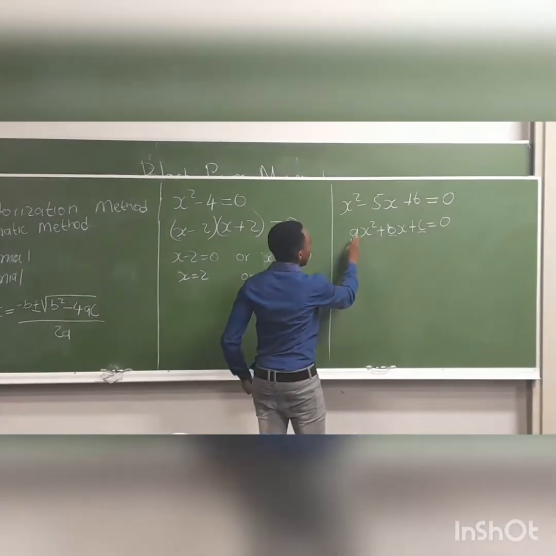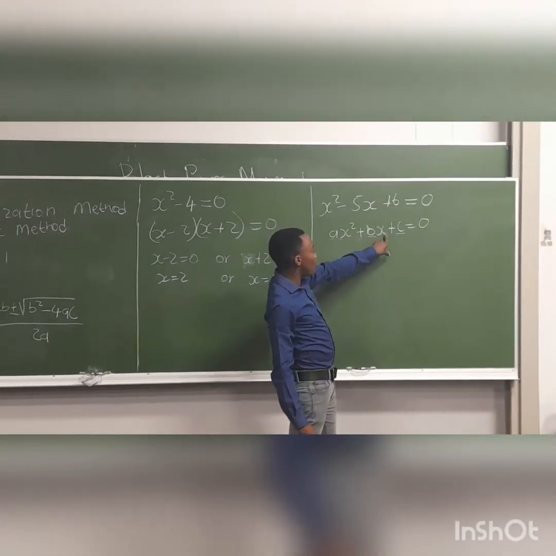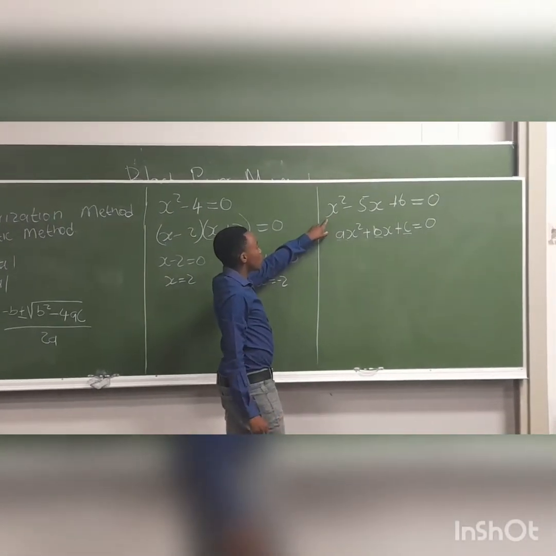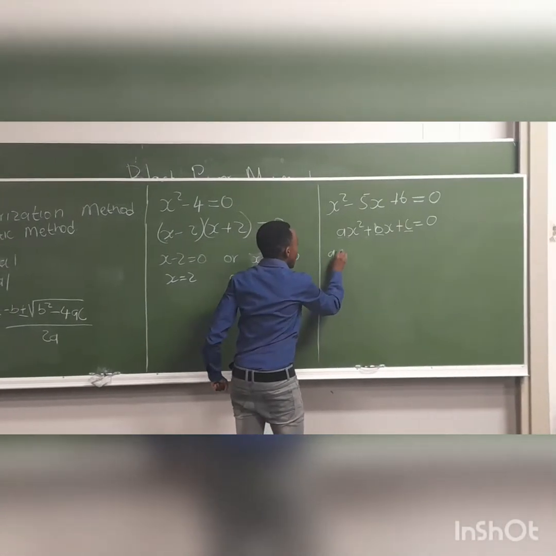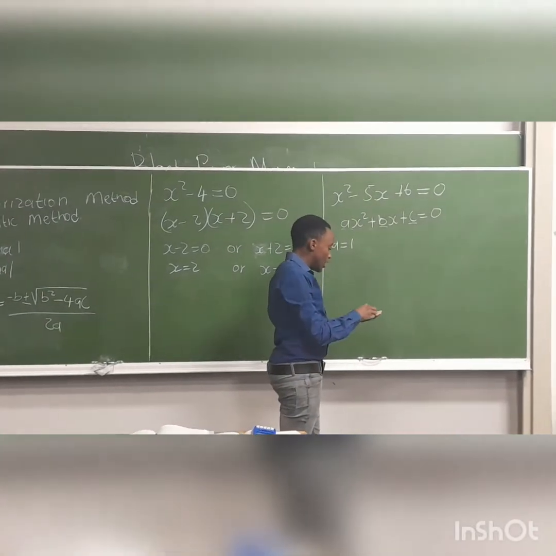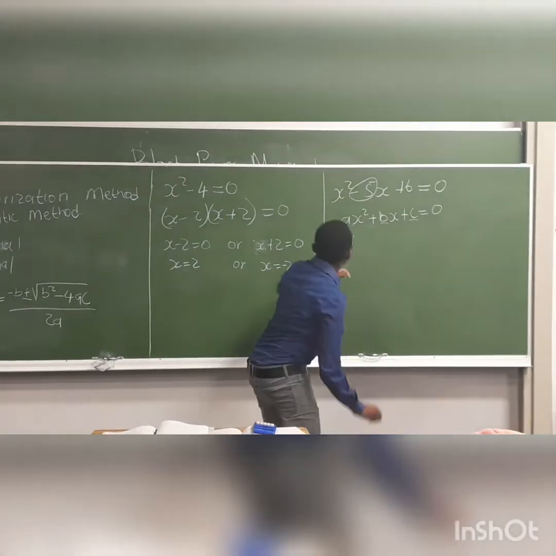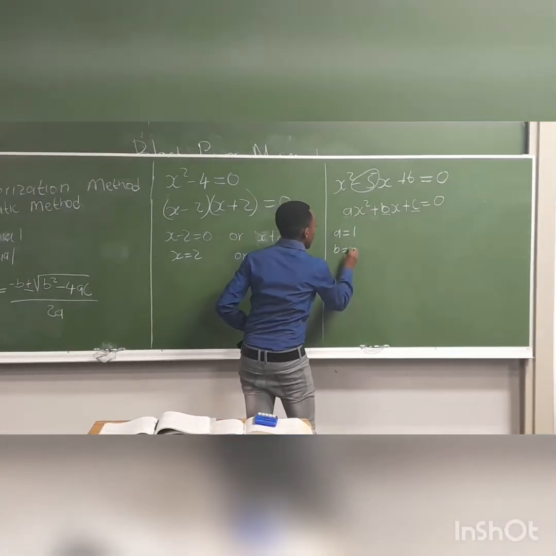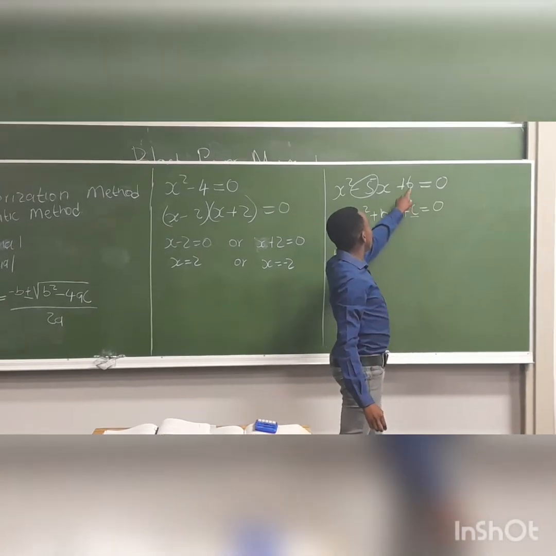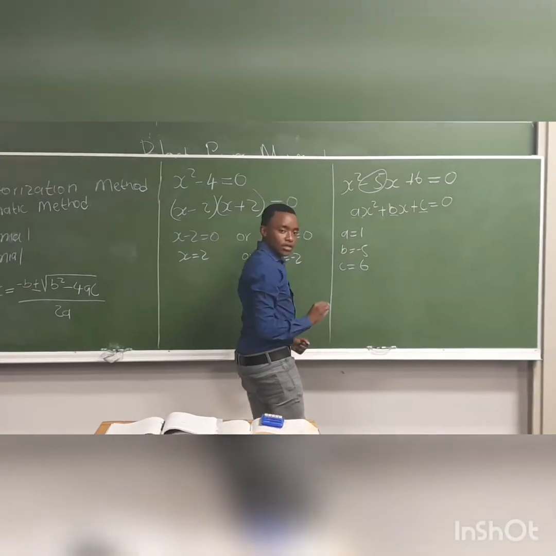The value of a is the coefficient of x squared. The value of b is the coefficient of x, and the value of c is just the number here. For instance, the coefficient of x squared is equal to 1, that means our a is equal to 1. The coefficient of x is negative 5, and we take it with its sign, so b is equal to negative 5. Then c is this number, which is 6, so c is equal to 6. I hope we are all clear.